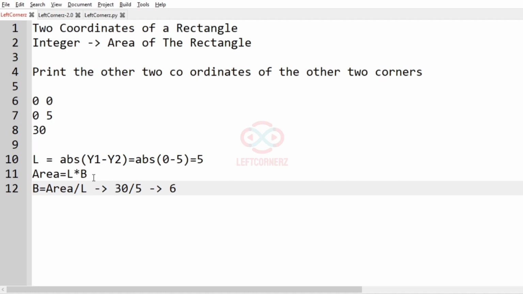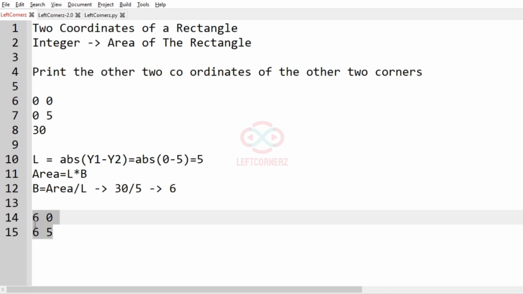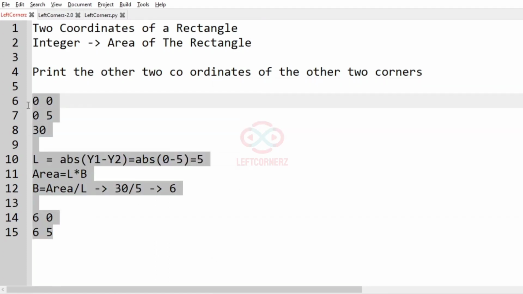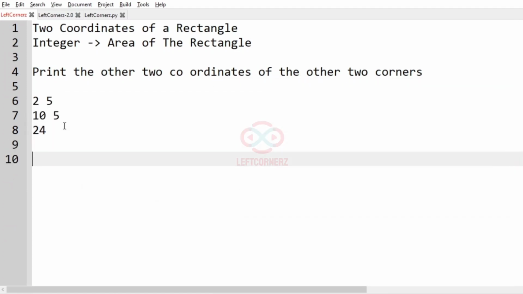Now after finding the breadth, you have to add this breadth to the coordinates, that is x1 and x2. So the output will be 6, 0, 6 and 5. This will be our required output. Now let us check for our another test case. Here 2, 5 and 10, 5 are the two coordinates. Here y1 and y2 are same.